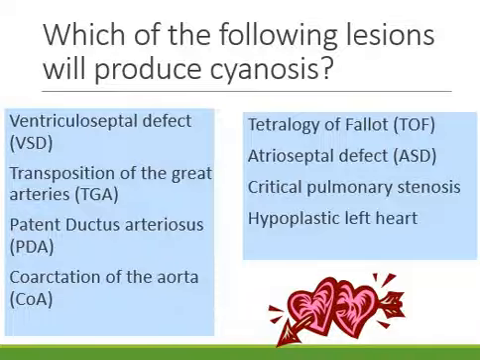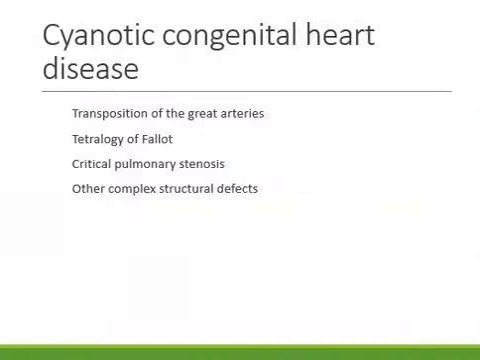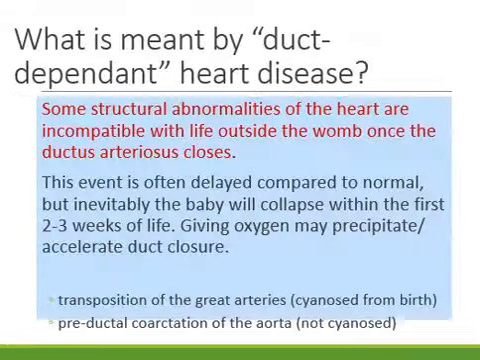Some conditions that can lead to cyanosis include transposition of the great arteries, tetralogy of Fallot, critical pulmonary stenosis, as well as other complex structural defects. And what is meant by duct-dependent heart disease? Some structural abnormalities of the heart are incompatible with life outside the womb once the ductus arteriosus closes.